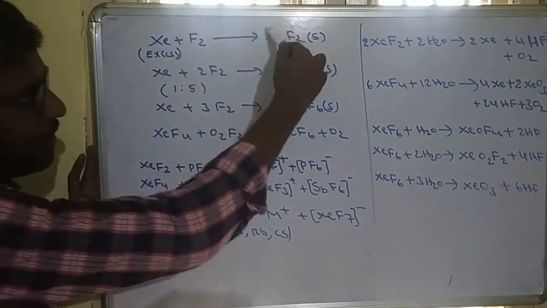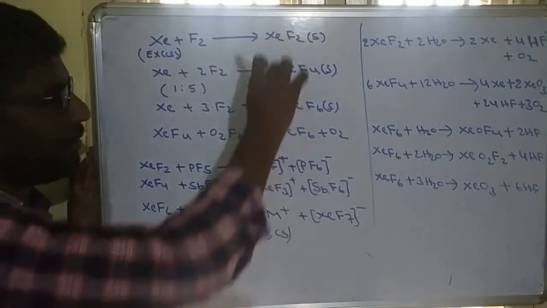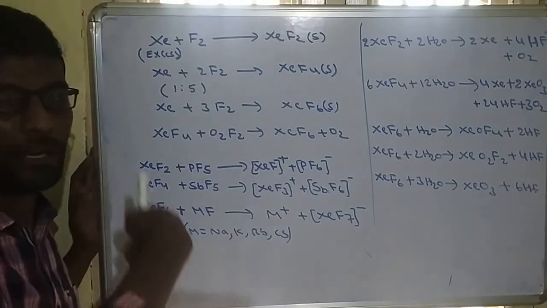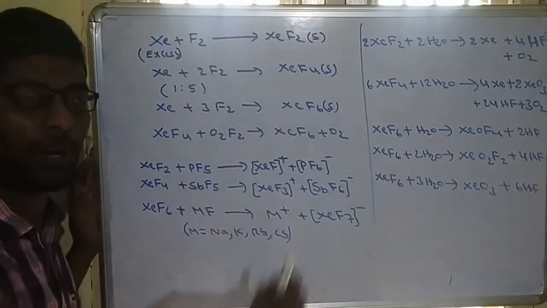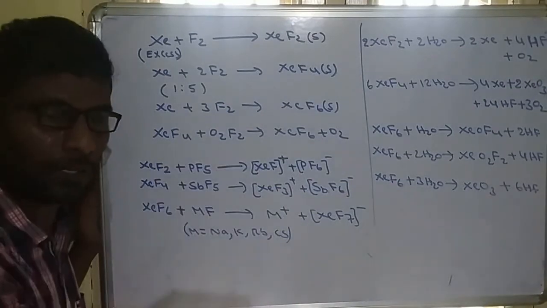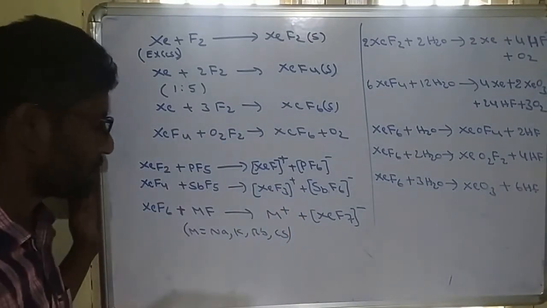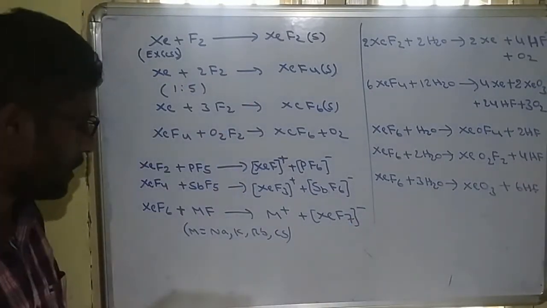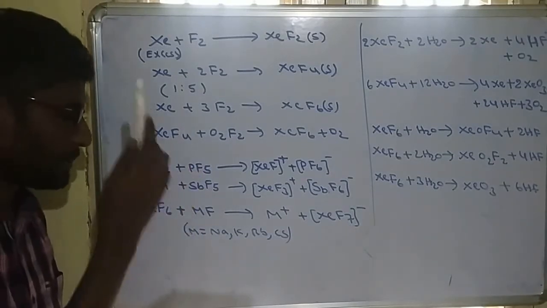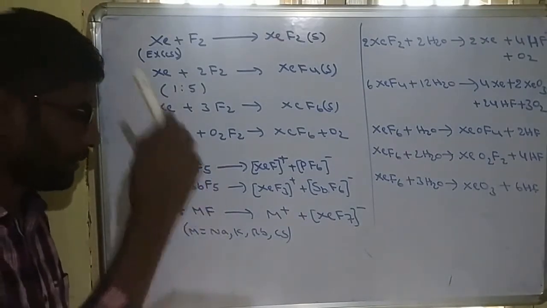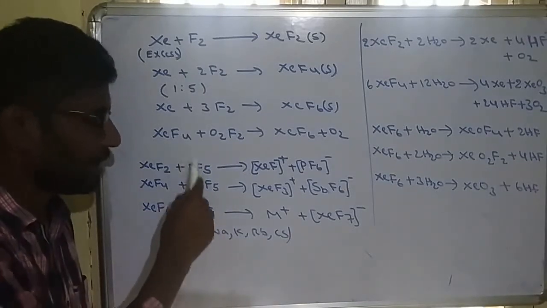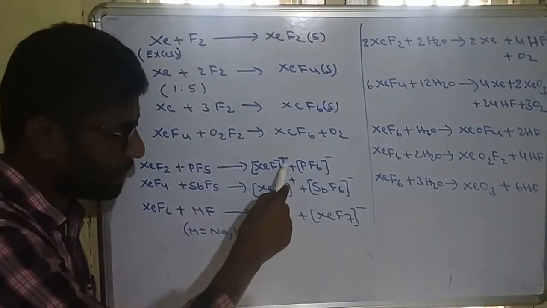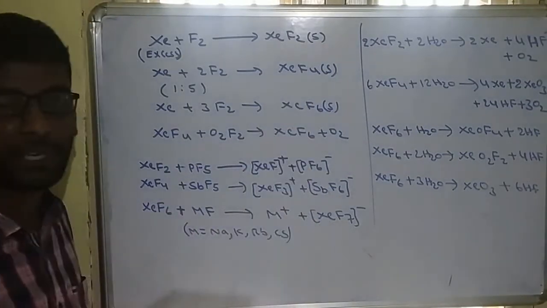Now these xenon fluorides, either XeF2, XeF4, XeF6, are all fluorinating agents. Whenever anyone requires fluorine, they can donate fluoride ions, and they can also accept fluoride ions. So xenon fluorides can be fluoride ion donors or fluoride ion acceptors. Example, we are taking XeF2 plus PF5. It can donate fluoride to phosphorus because phosphorus has vacant d orbitals. So into the d orbitals it can donate fluoride ion, forming the positive ion XeF plus and PF6 minus.